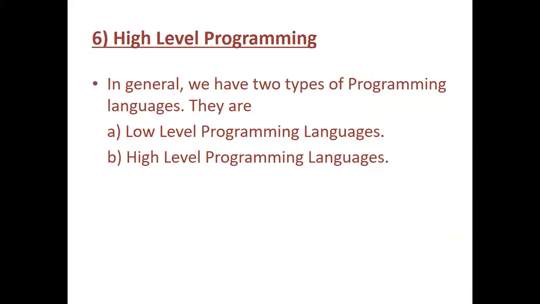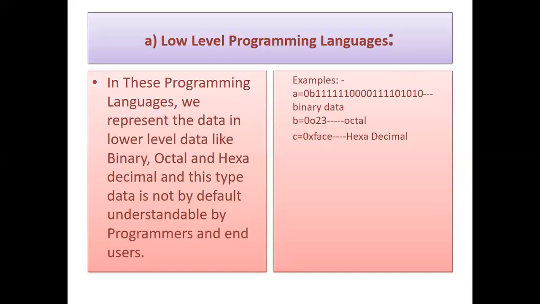This is a high-level programming language. Students, what do we understand by high-level programming language? We have two types of programming language. One is the low-level programming language and the other one is the high-level programming language. And Python is a high-level programming language. In a low-level programming language, we represent the data in lower-level data like binary, octal, and hexadecimal.